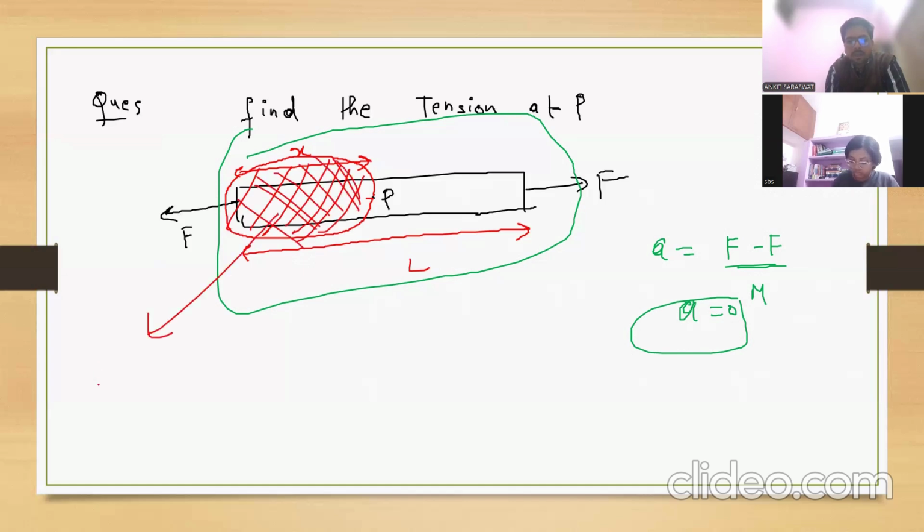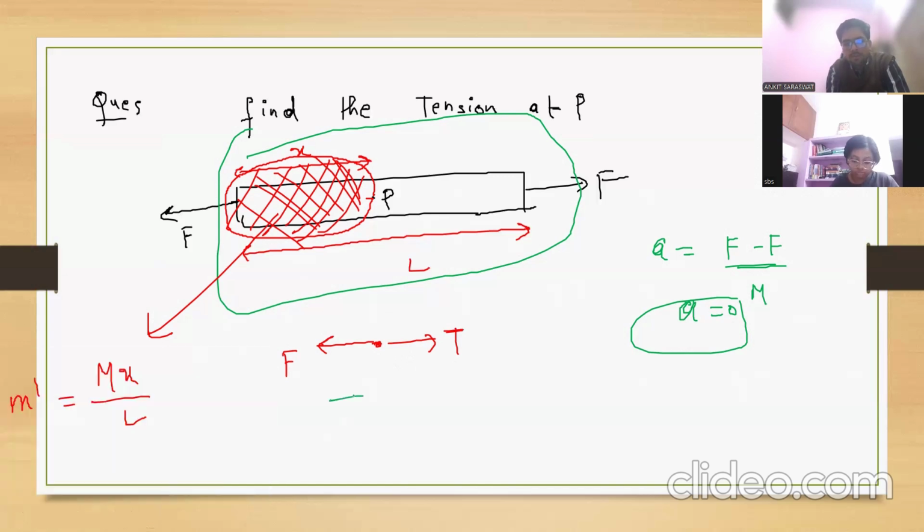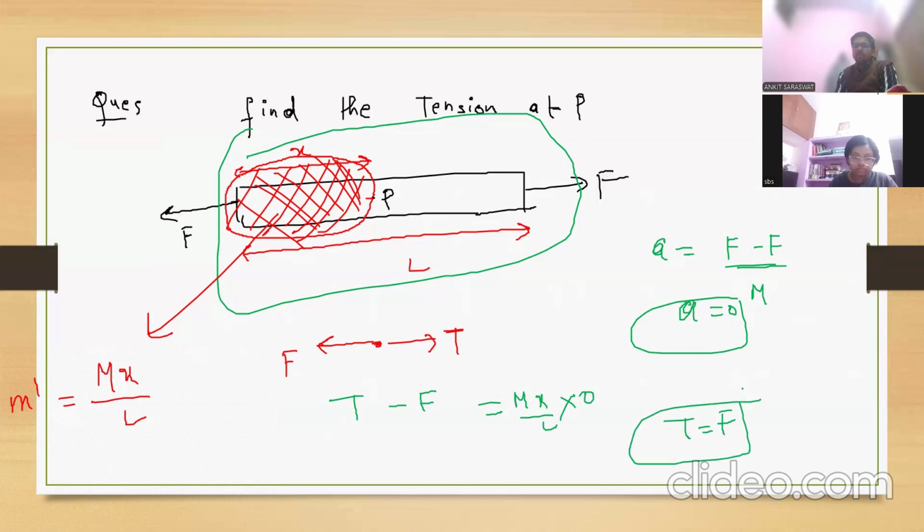Its mass will be mx by L. If you draw the free body diagram, F is on the left of the system, and tension will be to the right. I'm not drawing the vertical forces. Then if you write force is equal to mass into acceleration, the mass is mx by L, acceleration is 0. So tension at this point will be F. Clear?